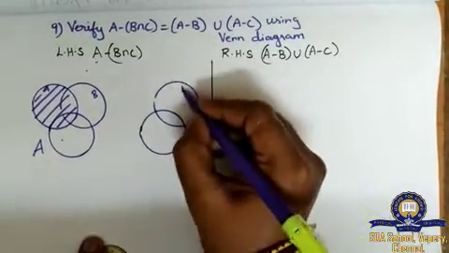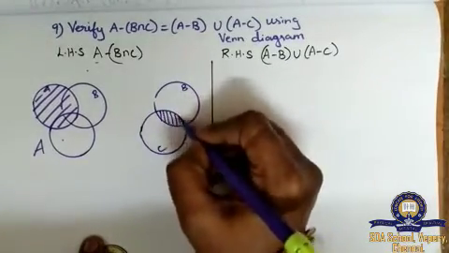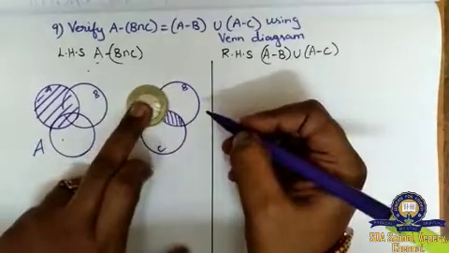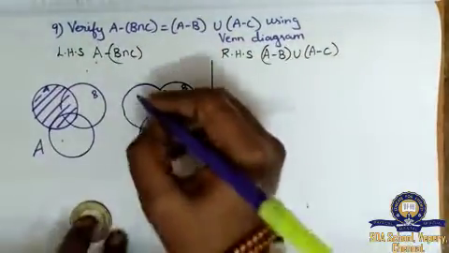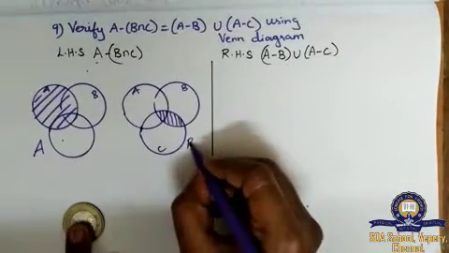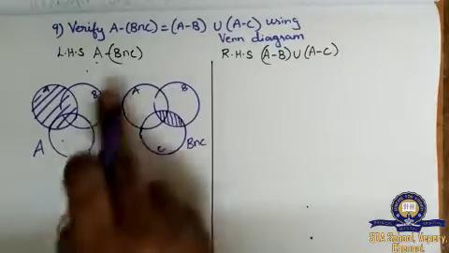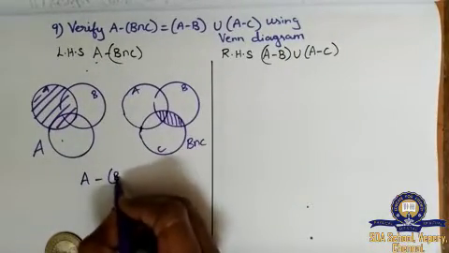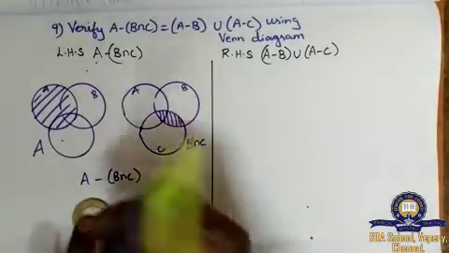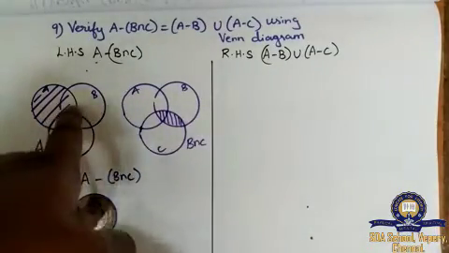So this is B and this is C. B intersection C means I'm going to shade this one. Then I'm going to draw the A circle. So this is A. So what is the thing? B intersection C. Next, what we need to find out is A minus B intersection C. Now I'm going to draw all three circles, and then I'm going to explain to you.